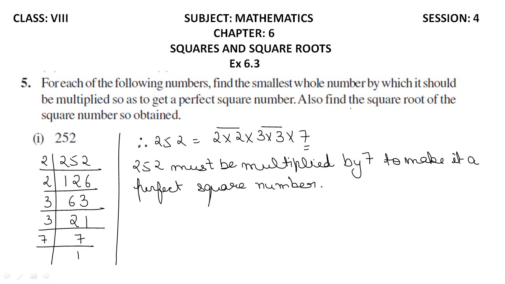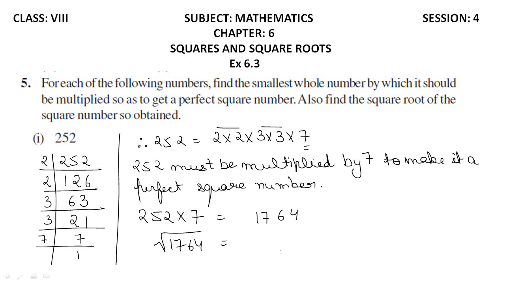Now you have to also find out the square root of the number. So first we have to find the square number. So the square number will be 252 multiplied by 7. Then only it will become a square number. Now multiply: 7 twos are 14, 7 fives are 35 plus 1 is 36. 7 twos are 14, 14 and 3 is 17. So the square number is now 1764 and you have to find its square root.